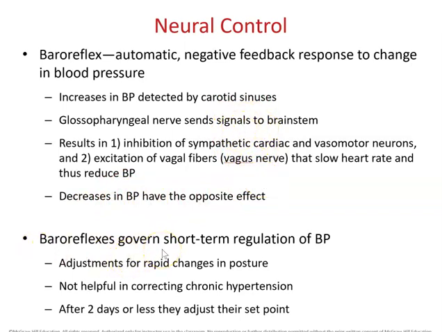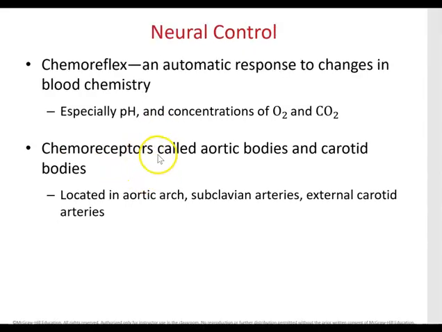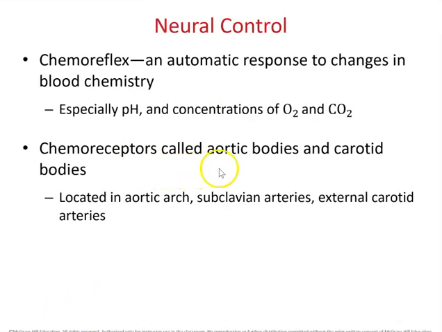Baroreflexes govern short-term regulation of blood pressure. They adjust to rapid changes in posture. This type of reflex is not very helpful in correcting chronic hypertension. Chemoreflex is an automatic response to changes in blood chemistry, especially pH and the concentrations of oxygen and carbon dioxide. Chemoreceptors are called aortic bodies and the carotid bodies.